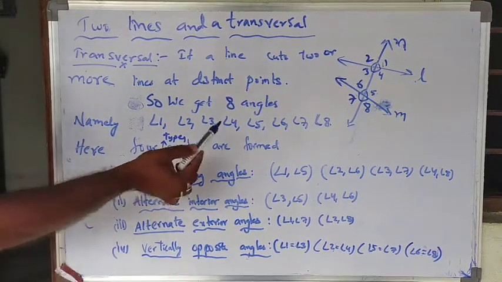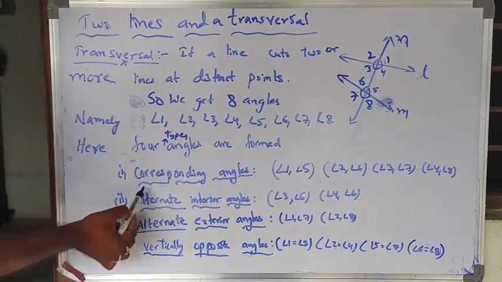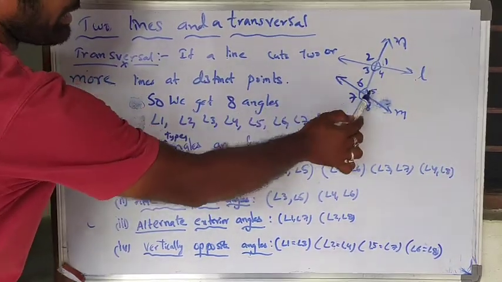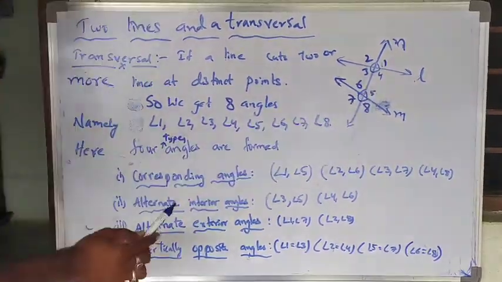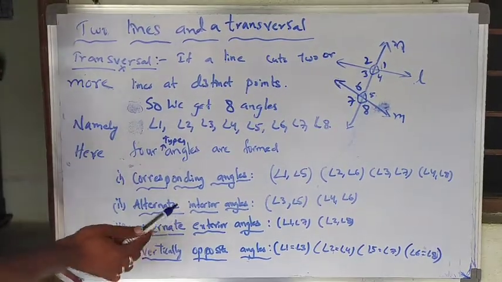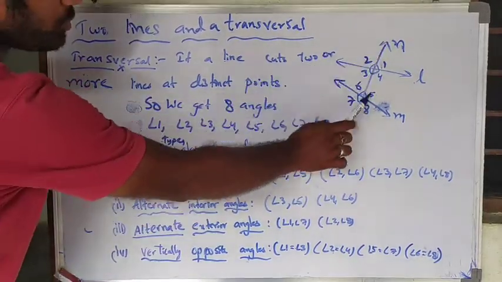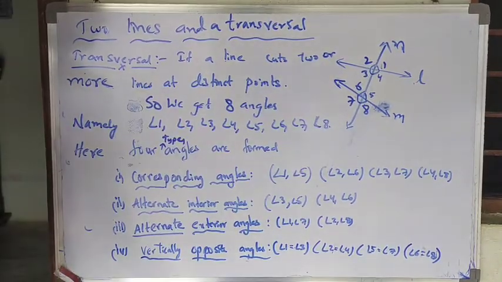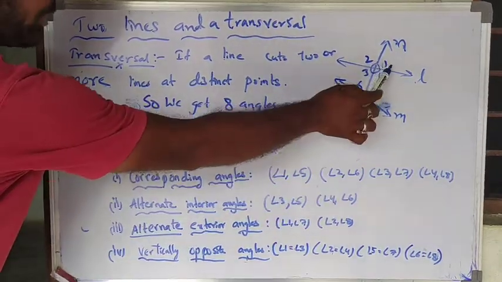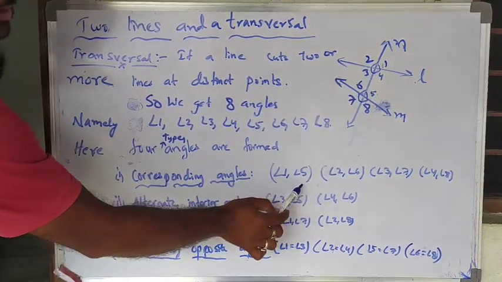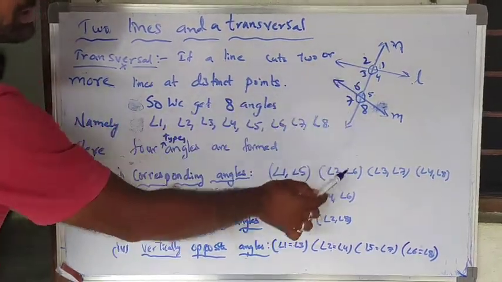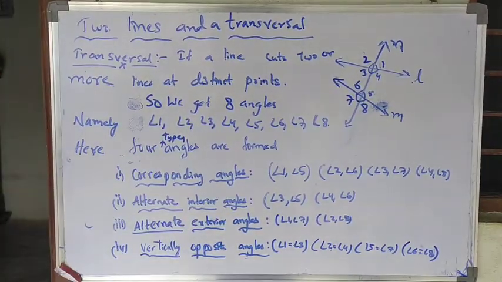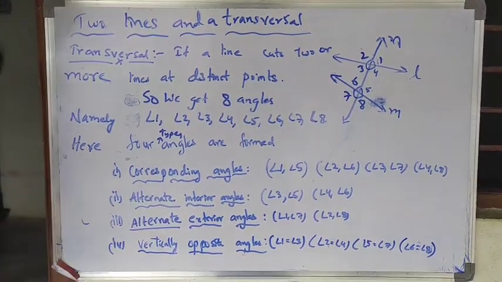The next angles formed in this figure are corresponding angles. Angle 1 and angle 5 are corresponding angles. The definition of corresponding angles is that the angles should be on the same side of the transversal and they should not be co-interior. So angle 1 and angle 5 are corresponding angles, angle 2 and angle 6, angle 3 and angle 7, and angle 4 and angle 8. These 4 pairs form the corresponding angles.